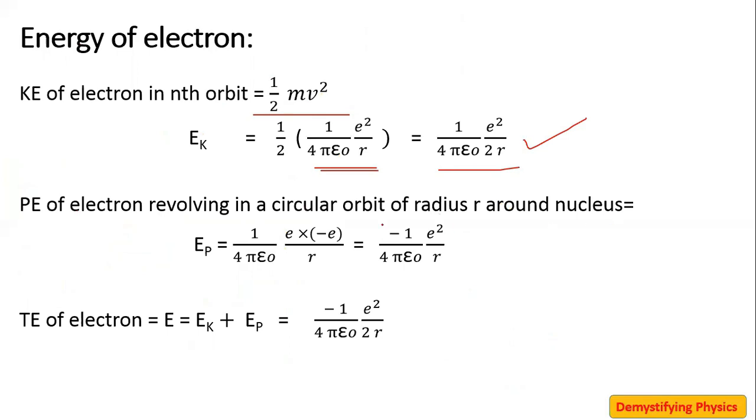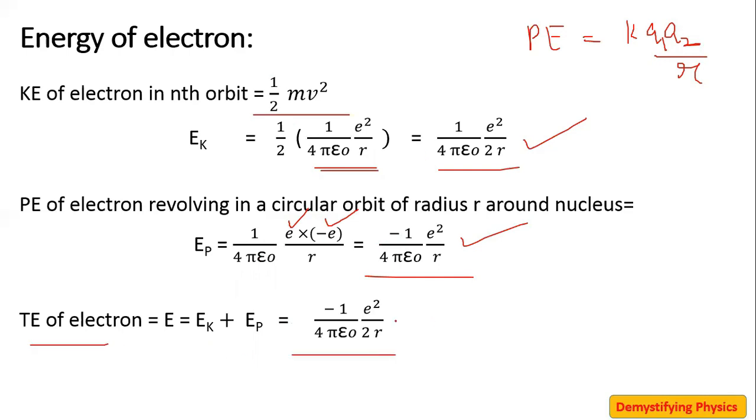Potential energy of the electron orbiting around the nucleus. What is the formula for potential energy of the system? K q1 q2 by r. For force it was K q1 q2 by r square. Potential energy is K q1 q2 by r. So q1 is e and q2 is minus e, by r. You get Ep is equal to this, potential energy, and total energy: add both the energies, then you get this.